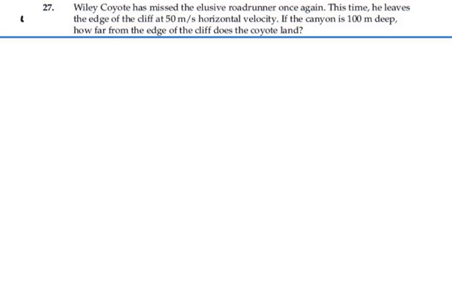Here's problem 427. Wile E. Coyote has missed the elusive roadrunner once again. This time he leaves the edge of the cliff at 50 meters per second horizontal velocity. If the canyon is 100 meters deep, how far from the edge of the cliff does the coyote land?